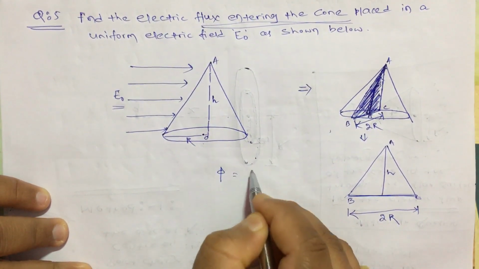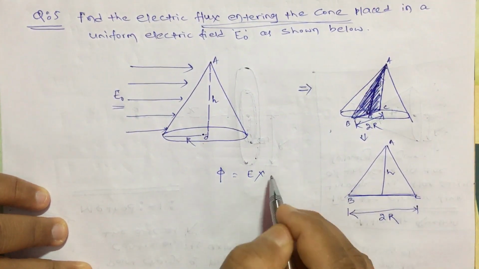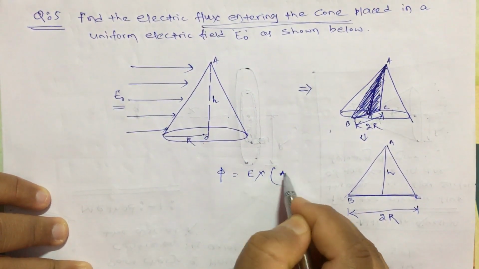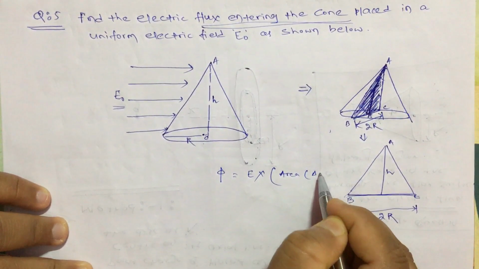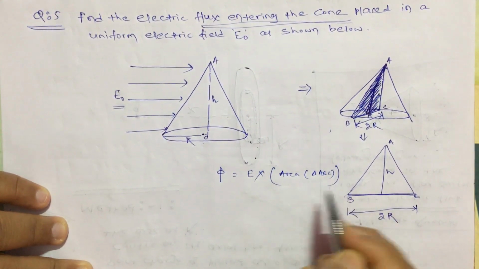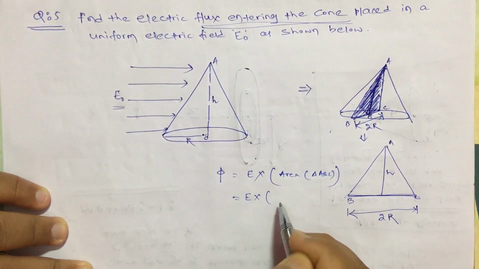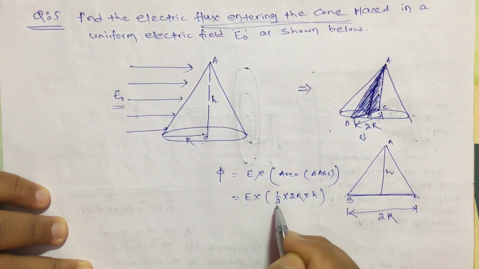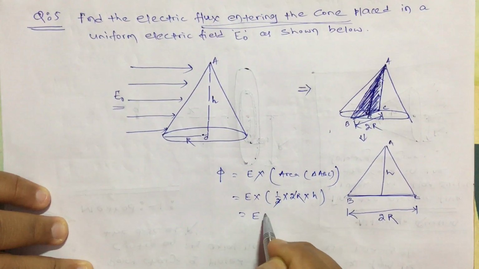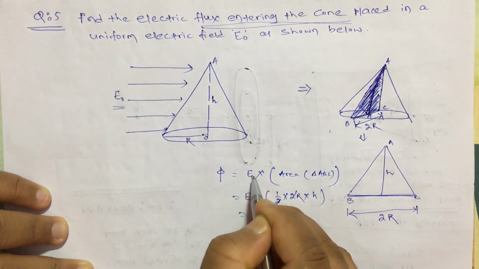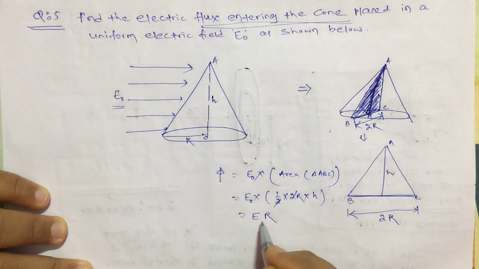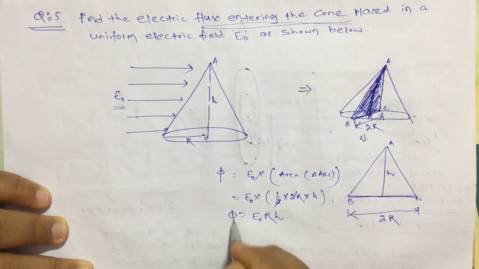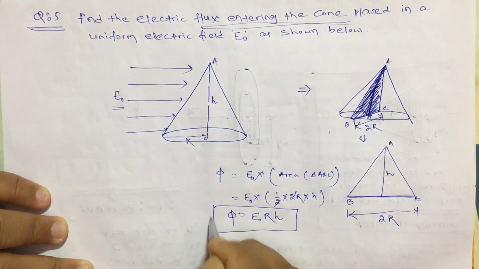So the flux is going to be E into the area of triangle ABC, which is going to be E into half into base into height. So if they cancel out, the answer is E. Sorry, it is not E actually, it is E naught given in the question. So E naught into R into H. So this is the answer.